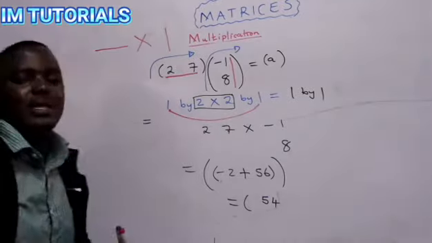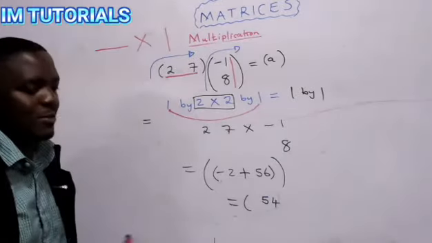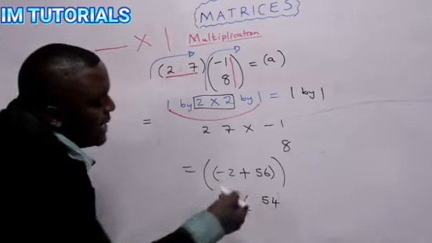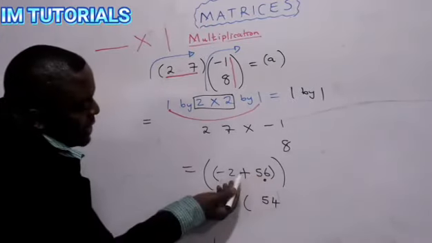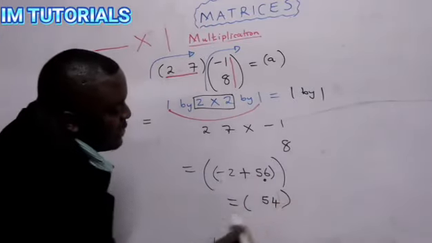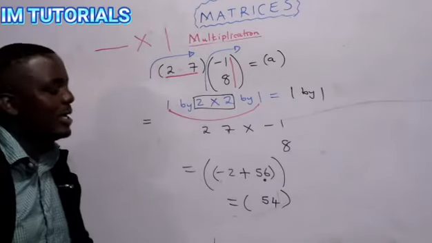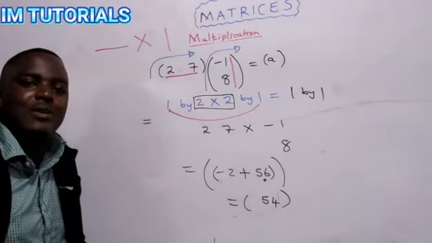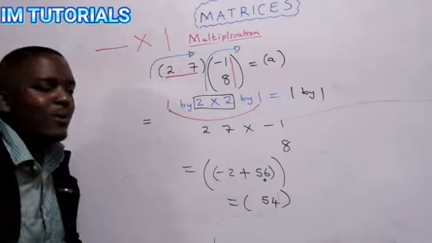Right. But is your answer 54 or minus 54? This is determined by the bigger number. The bigger number is 56 with a plus sign, so it means that our 54 is going to be positive. So your answer is 54. Then you are home and dry. I hope you are following, class.